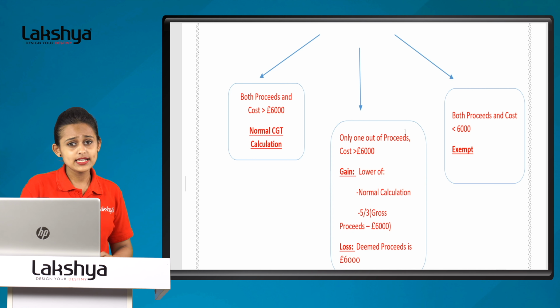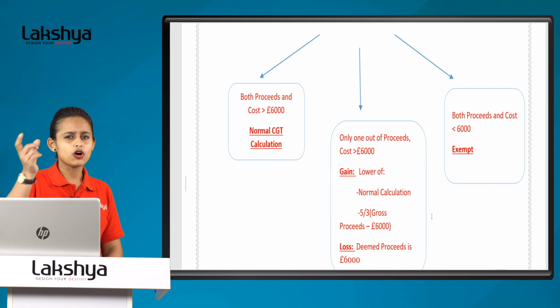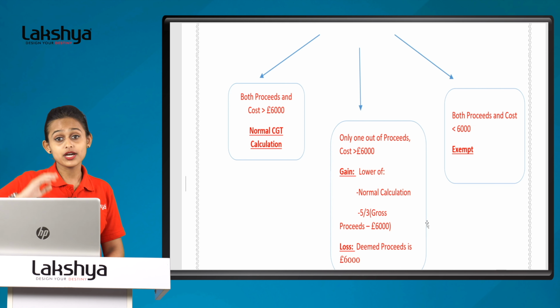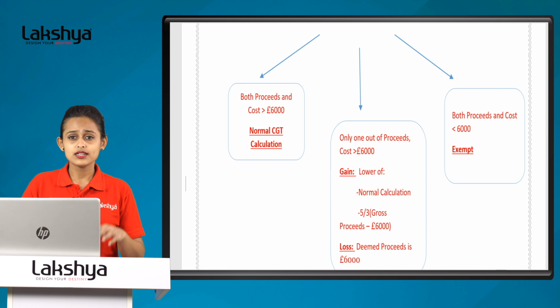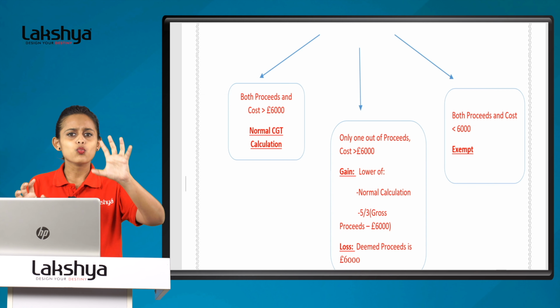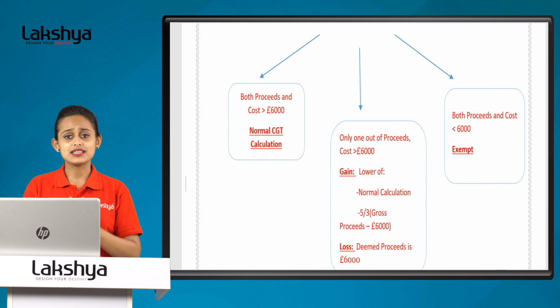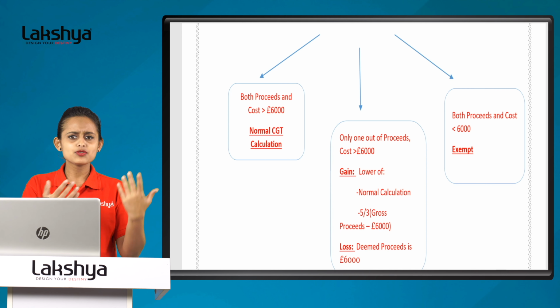Then, the second case is when, out of proceeds and cost, only one of them is less than 6,000 and the other one is greater than 6,000. That is, with both proceeds and cost, one is greater than 6,000 and the other one is less than 6,000. Only any one of them is greater than 6,000. In that case, what are the implications?